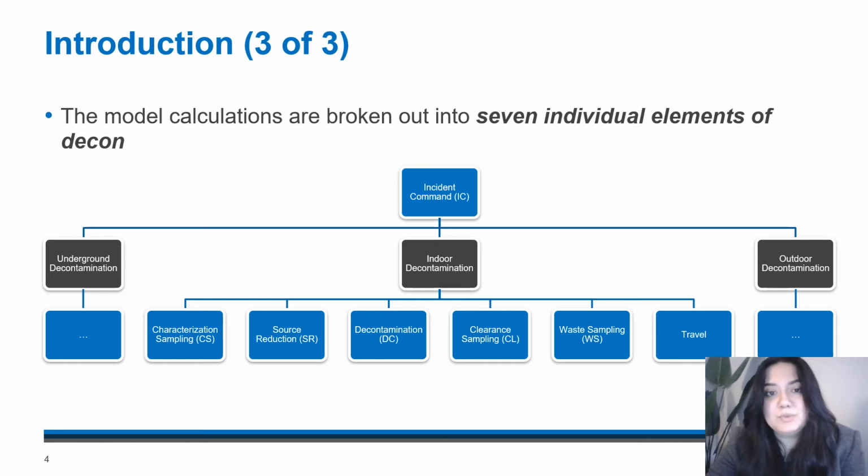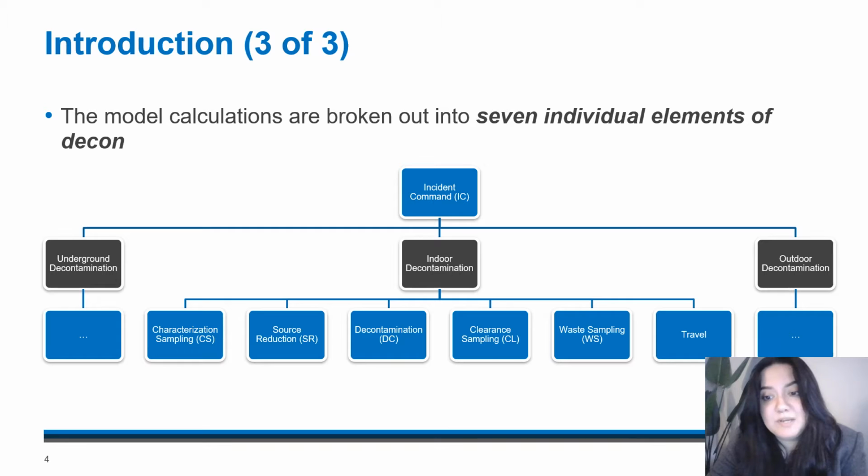Now, the model calculations are broken out into 7 individual elements of decon, each of which is performed in the same order for all 3 scenario types: indoor, outdoor, and underground. Starting with incident command, which is the oversight and management of all personnel and all decontamination processes. And this element is ongoing throughout the entire decontamination event. Characterization sampling is the process by which surfaces within the contaminated area are sampled in order to determine the initial level of contaminant present. Source reduction is the process of removing contaminated material from the site area to save the cost of decontaminating said materials.